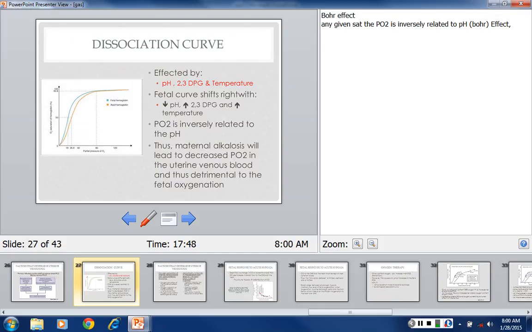So in going over the dissociation curve, you never get away from this. I am sorry. I probably have to review this every single time it's brought up. I have a mental block against it.